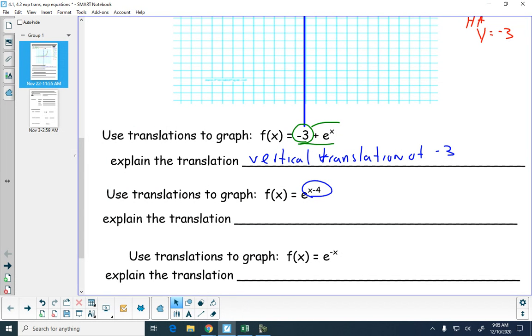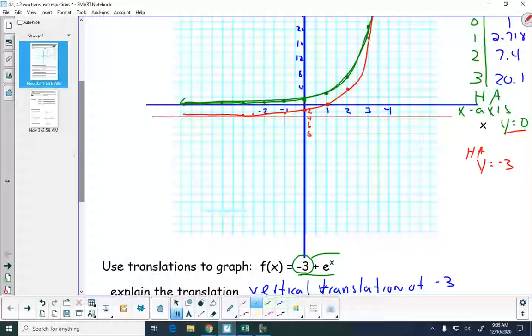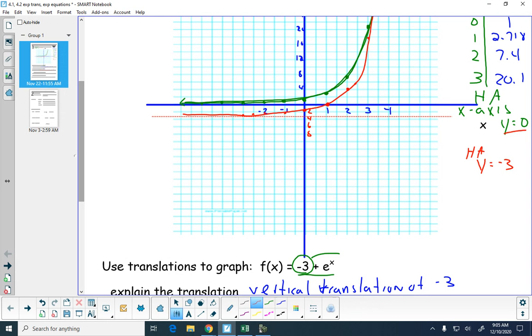We have e to the x minus 4. Jordan, what happens to our graph in this one? It's a horizontal translation of 4. That's correct. We're moving 4 positions to the right. So every one of our points that we have of our original graph, we have to move over 4.